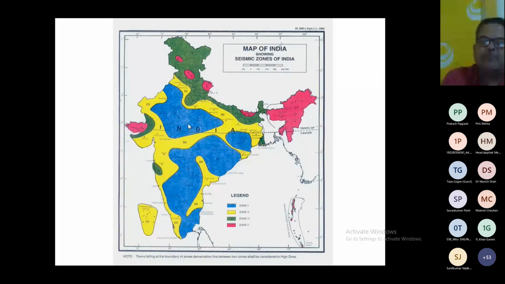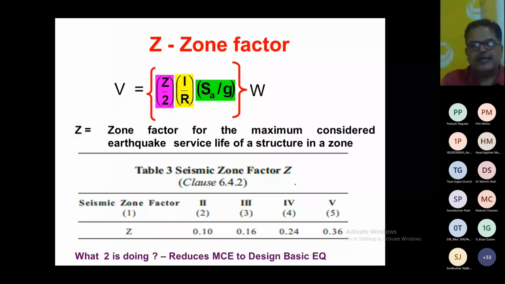If I'm talking about the northeast states like Mizoram, Manipur, Nagaland, they are in zone 5, right? This red part is zone 5. So we have to take the value of zone 5. In the same way, this green part, what you're observing, is zone 4, right? This yellow part is zone 3, and blue is zone 2, right? So here the code has given different values.